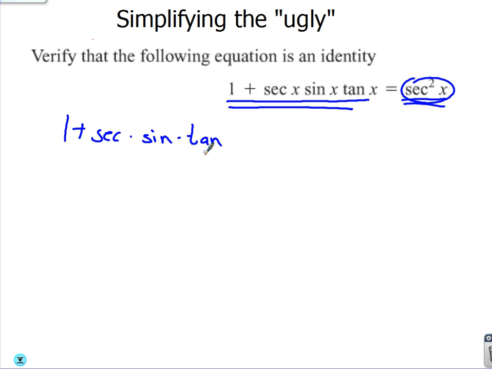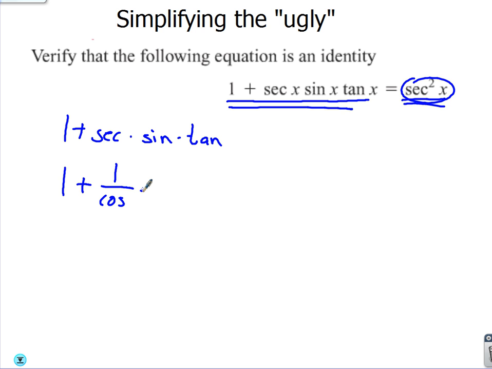The method is to take everything that's not sine and cosine and try to turn it into something that is sine and cosine. So I'm going to take 1 plus secant sine tangent and turn that into 1 plus, what is secant? Good. 1 over cosine.